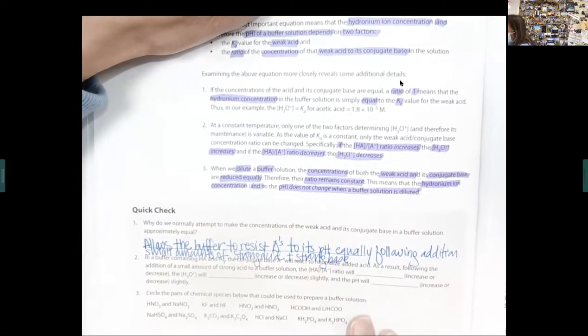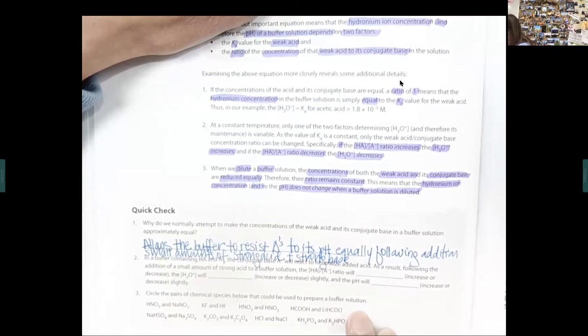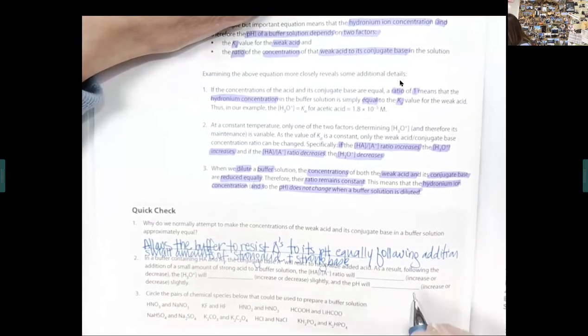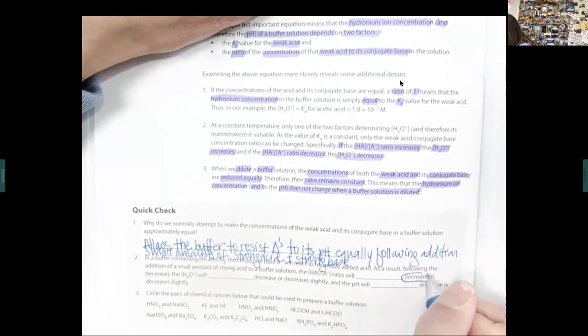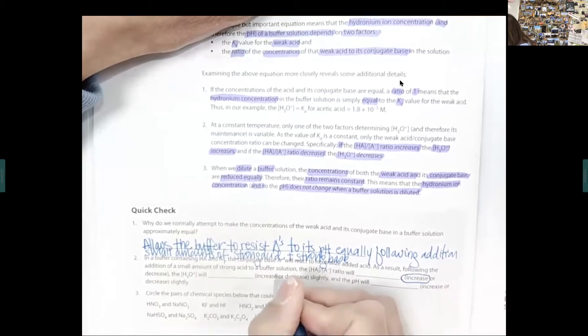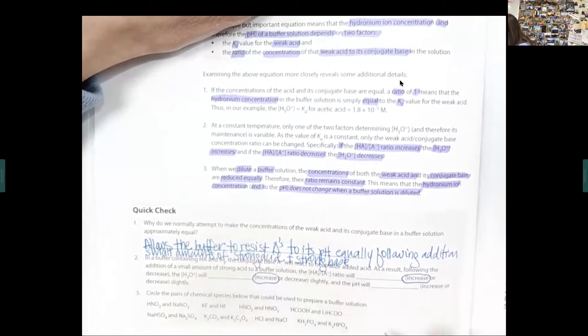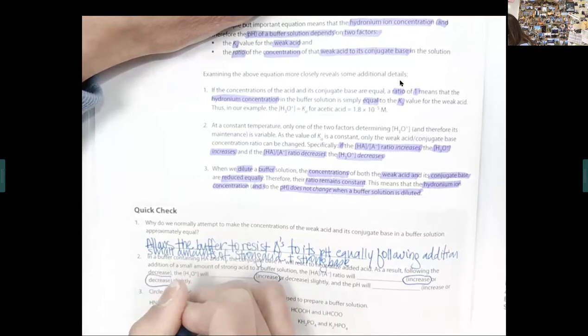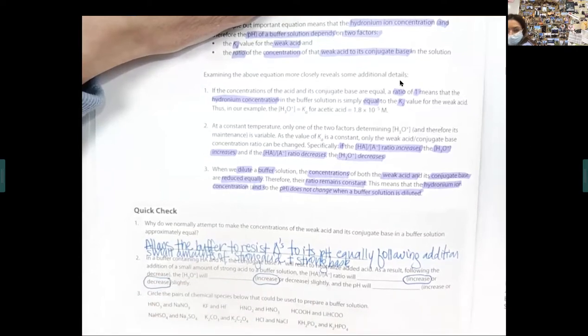Number 2, in a buffer that contains HA and A negative, the conjugate base A negative will react to neutralize any acid that's been added. As a result, the addition of a small amount of a strong acid to a buffer solution will make the ratio increase and the hydronium ion concentration will increase and the pH will decrease.